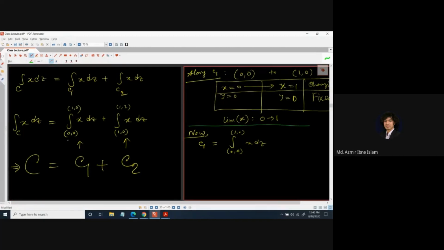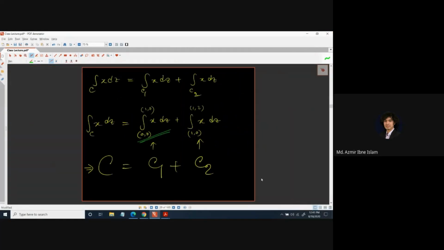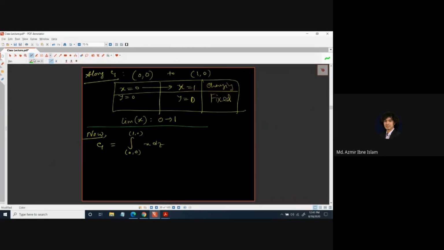You can see from here we are working with C1. So here already we have understood that x equal to 0 is the lower limit, and x equal to 1 is the upper limit. Now you can see we have taken the limit for x and the function is for x, but the only change that we need here is that we have to convert dz to dx anyhow.